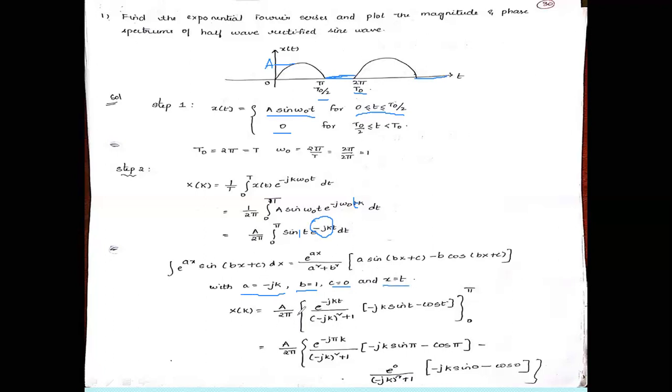So A by 2 pi, e power a value. The a value is e power minus jk into t, whole divided by minus jk whole square plus 1, and whole multiplied with a as minus jk sine t minus b value 1 into cos bx, where b value is 1 and the t, from 0 to pi.